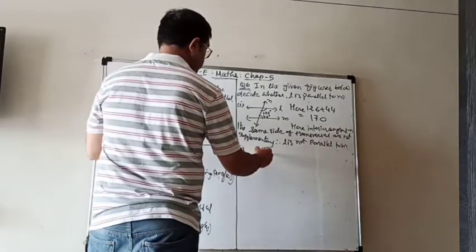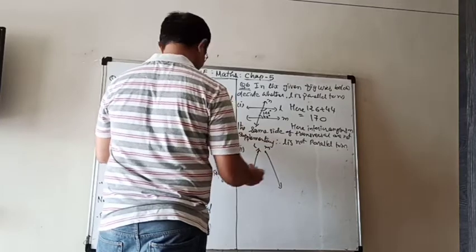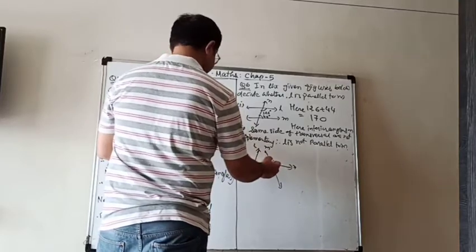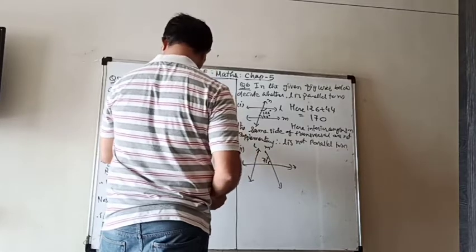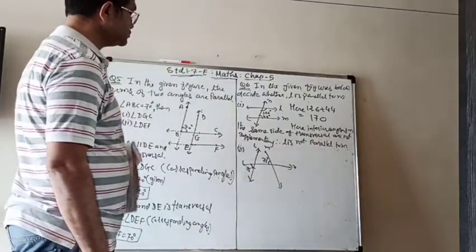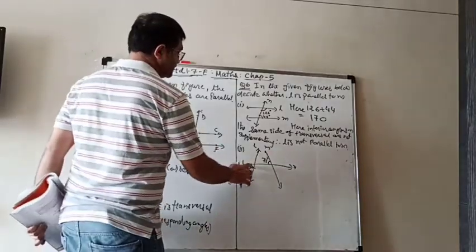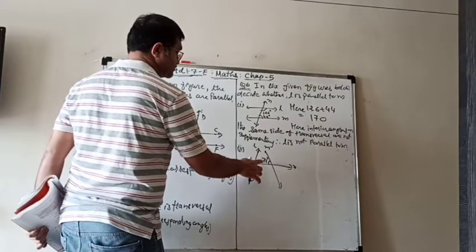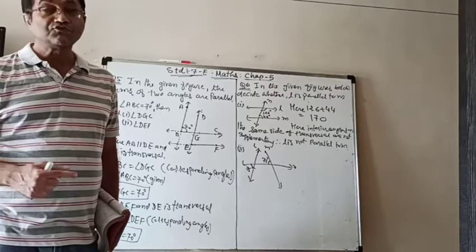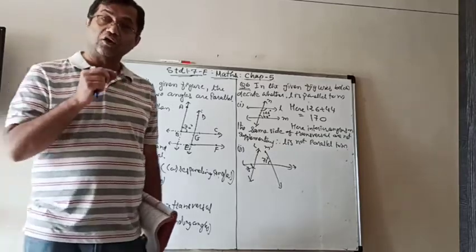The second is L, M, N. This angle is given 75 degree and that angle is also given 75 degree. Now here you can see that the vertically opposite angle of this 75 will be the same, 75. And 75 plus 75, how much? 150, and they are not supplementary. It means that these lines are also not parallel.